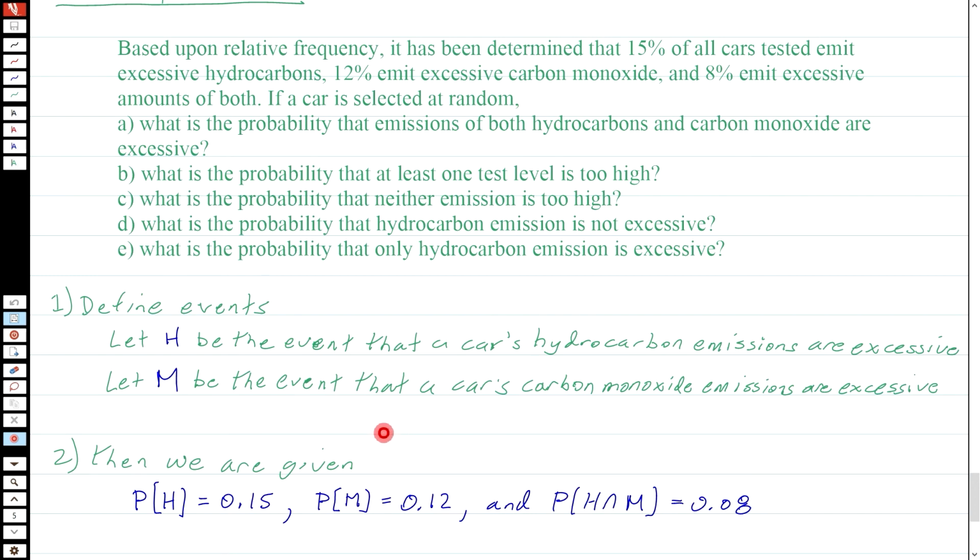From these two events we are given the probability of H, excessive hydrocarbons, is 15%, so the probability of H is 0.15. Probability of carbon monoxide is 12%, so that's 0.12. And we're told that the probability of both is 0.08.